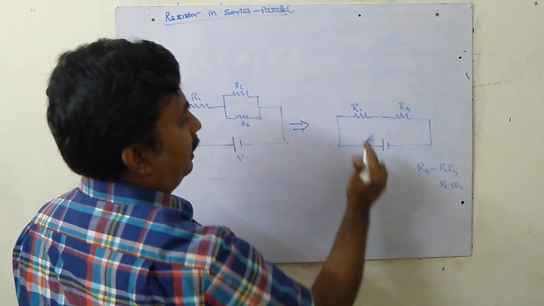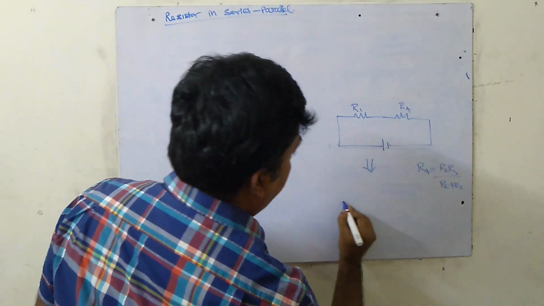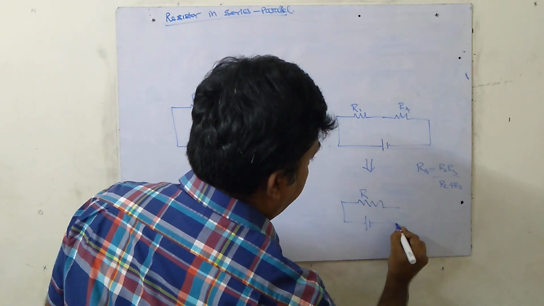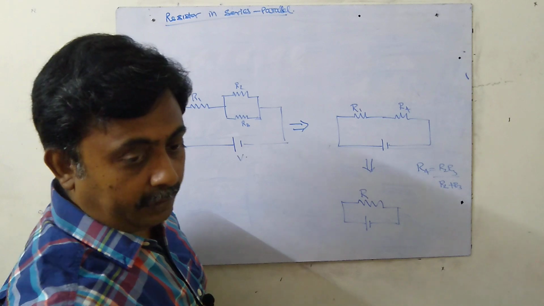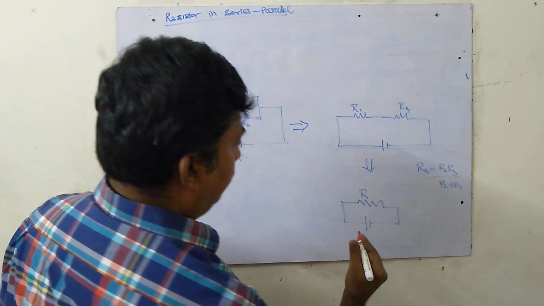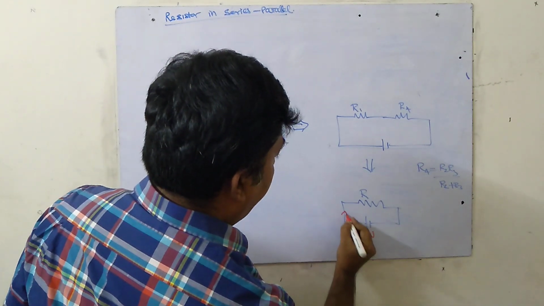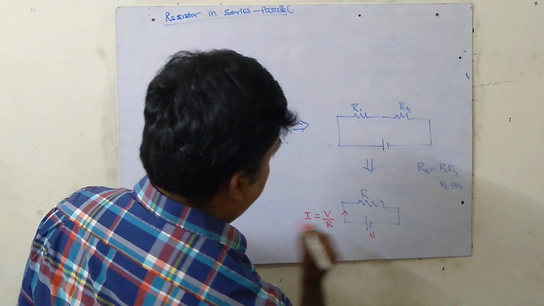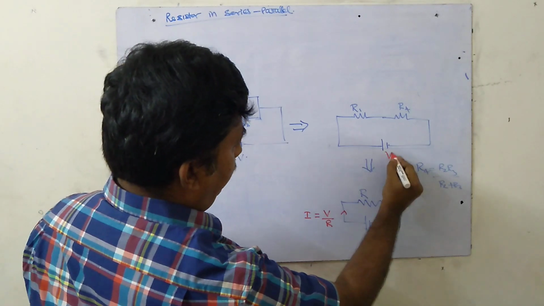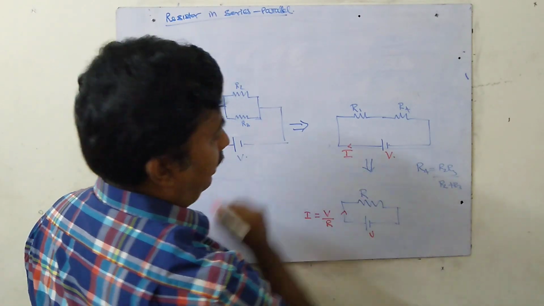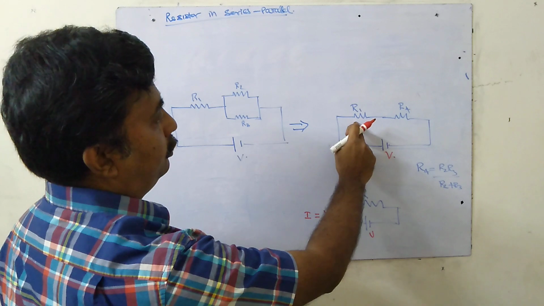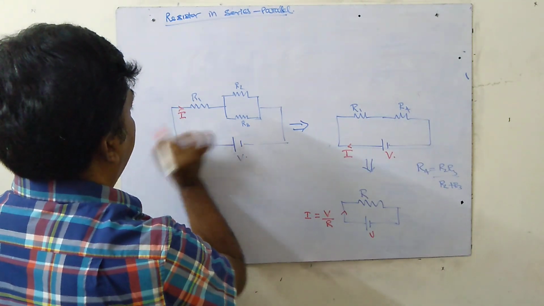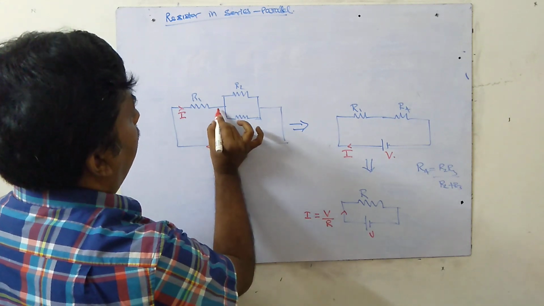Now how are these connected? These two are in series, so the total value equals R. And here the voltage is V, and we have to find the current: I equals V divided by R. Substituting, the voltage is V and the current here is I. So the current here is I, and here also the current is I.